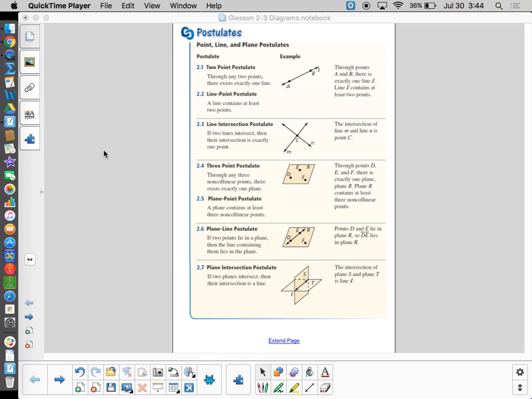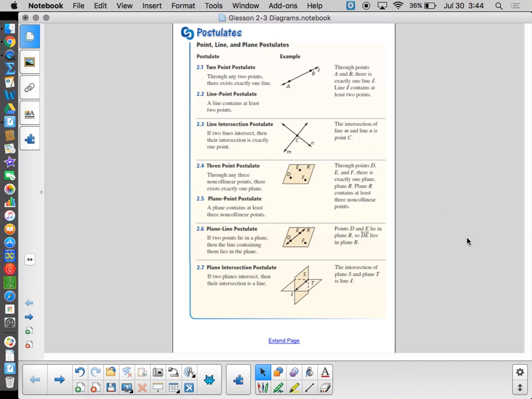Today we're going to be talking about some postulates and working with diagrams in geometry. Now, postulates, that's kind of a funny word. A postulate is essentially a rule of geometry. And we have several rules of geometry here that we're going to be looking at.